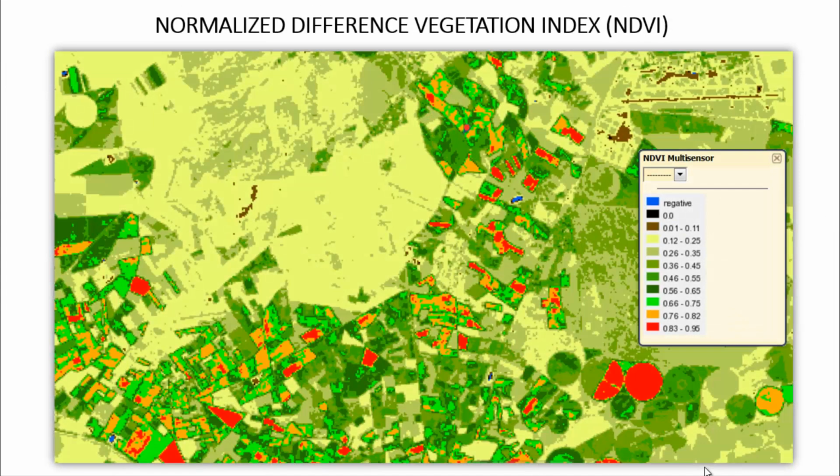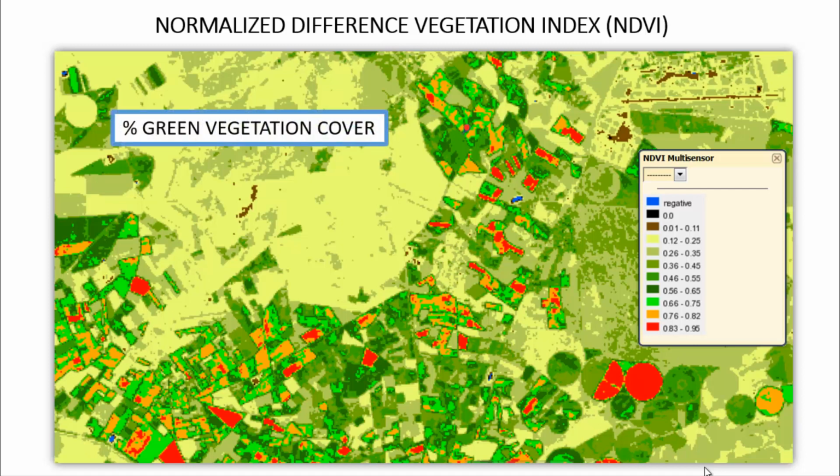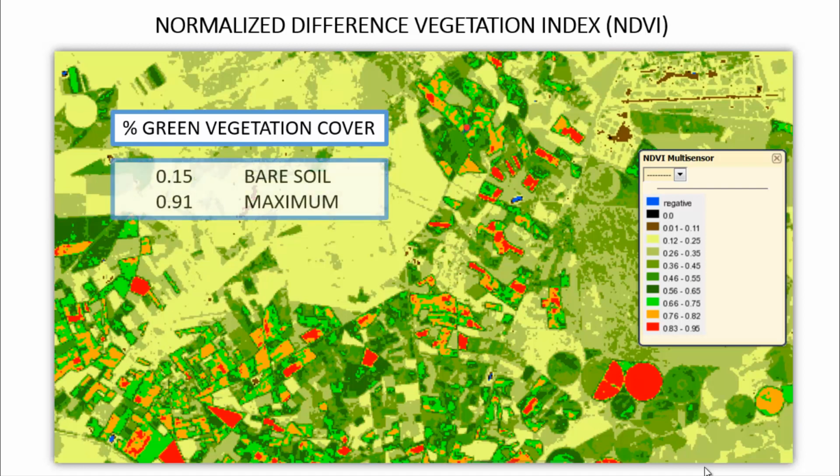Normalized Difference Vegetation Index, NDVI, is a quantitative product whose value is related to the fraction of vegetation cover of the area covered by a pixel. In an agricultural context, the range of NDVI values will be from 0.15, which corresponds to bare soil, to 0.91, which corresponds to a maximum green vegetation cover, for example, a dense alfalfa.